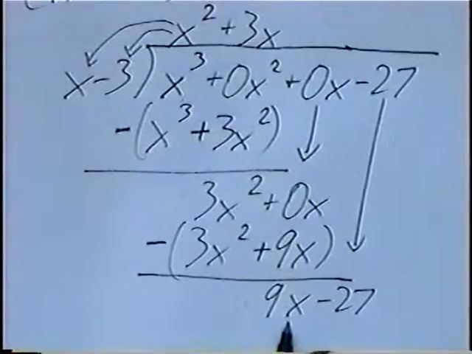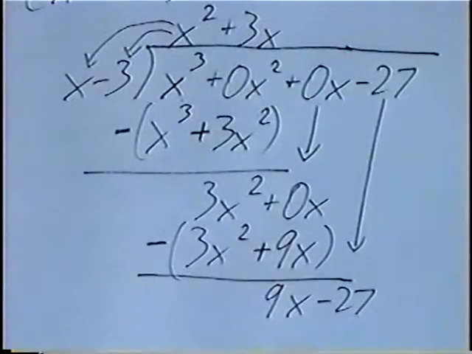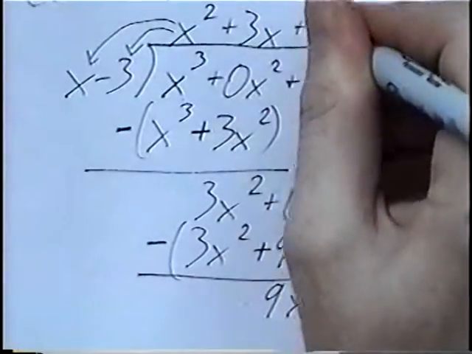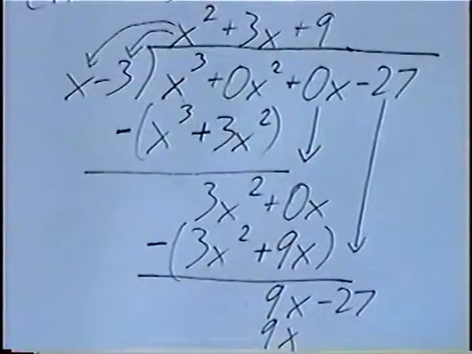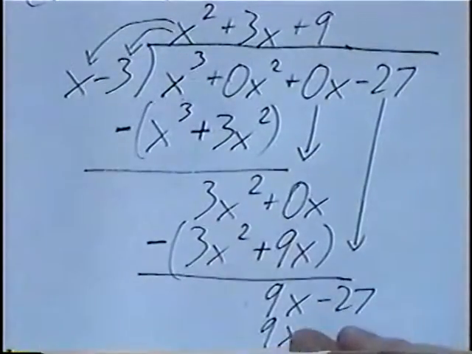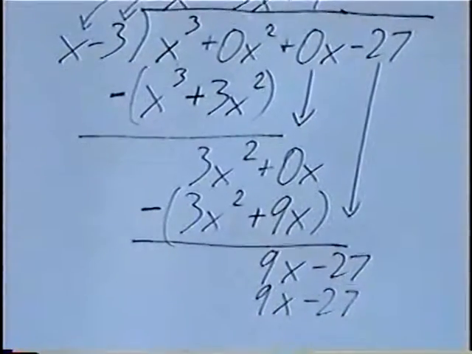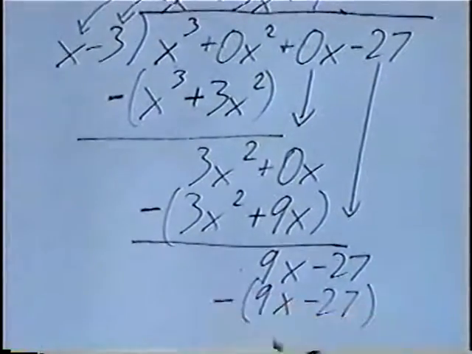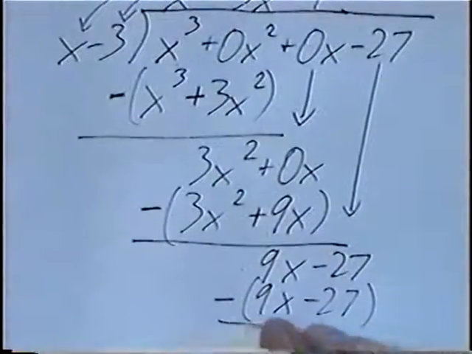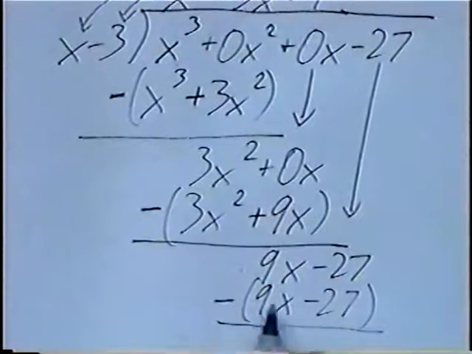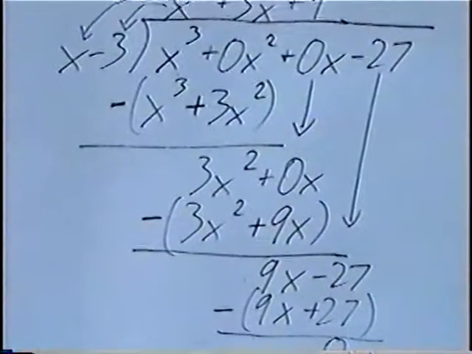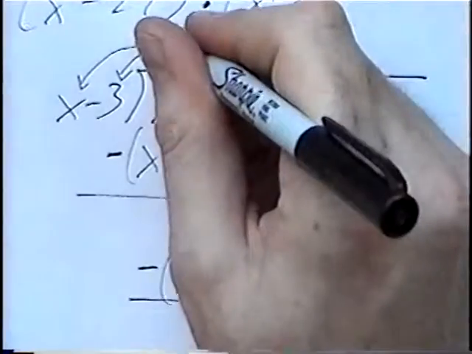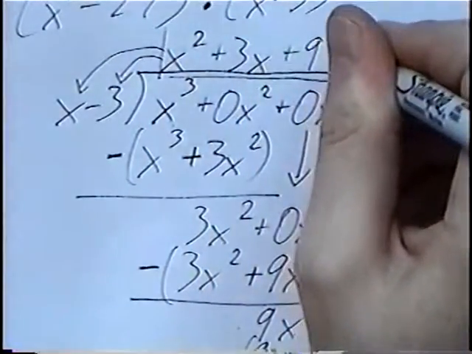X into 9x. Or again, what term times x would be 9x? And that term would be a positive 9. 9 times x would be 9x. And 9 times a negative 3 would be negative 27. Subtracting, if these last terms match up, 9x minus 9x and negative 27 minus a negative 27, we're adding 27. The 0 means no remainder. And our answer will be x squared plus 3x plus 9.